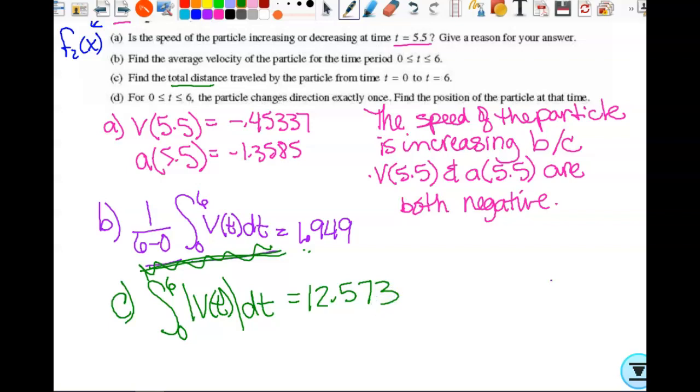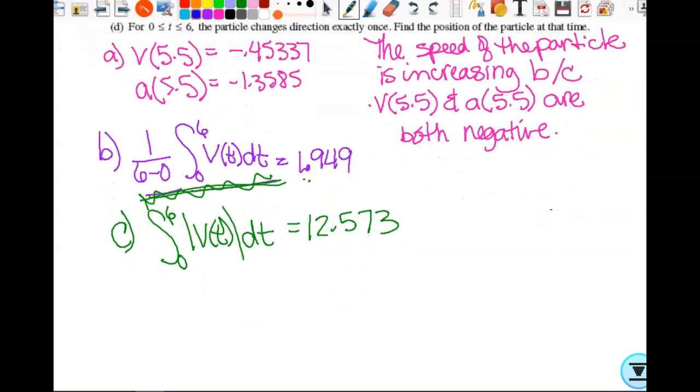What question do you have? Nothing? Okay. So, from 0 to 6, the particle changes direction exactly once. I want to find the position of the particle at that time. So, how do we know from one of these graphs or from the function where it would change direction? Is that right? What do y'all think?